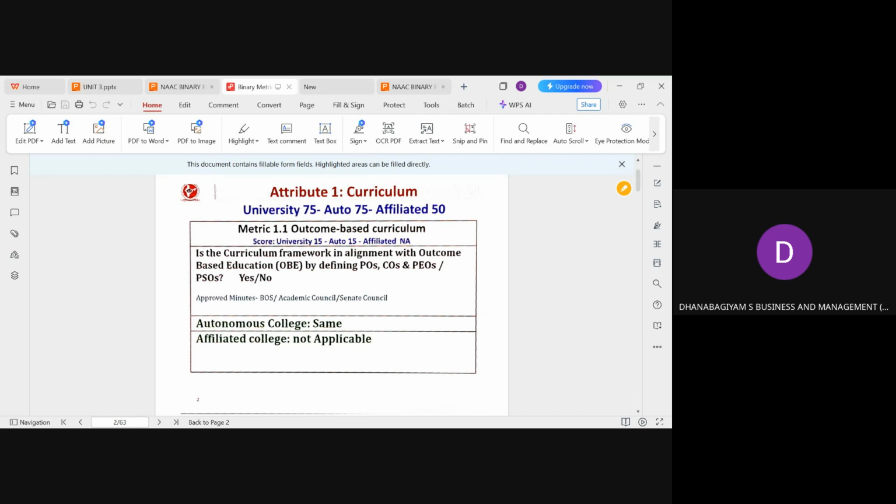POs, I hope, can anybody tell the audience what is the meaning of POs, COs, PEOs and PSOs? Just for a quite interactive session, we can make it more and more interactive. Program outcome. Okay, program outcome. Very good, madam.